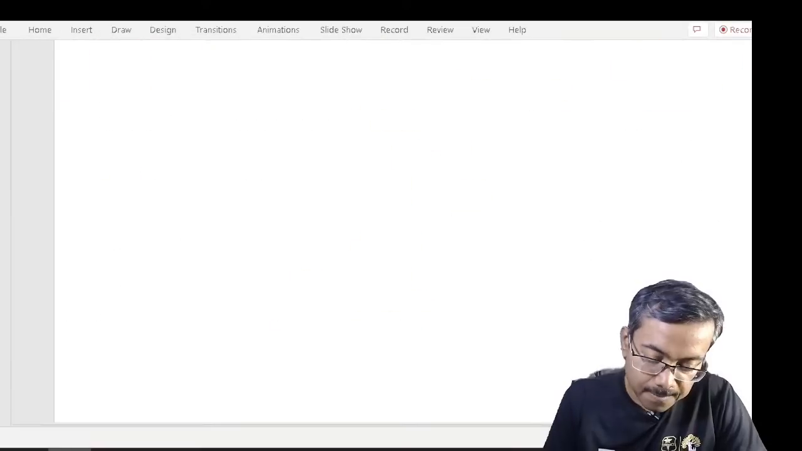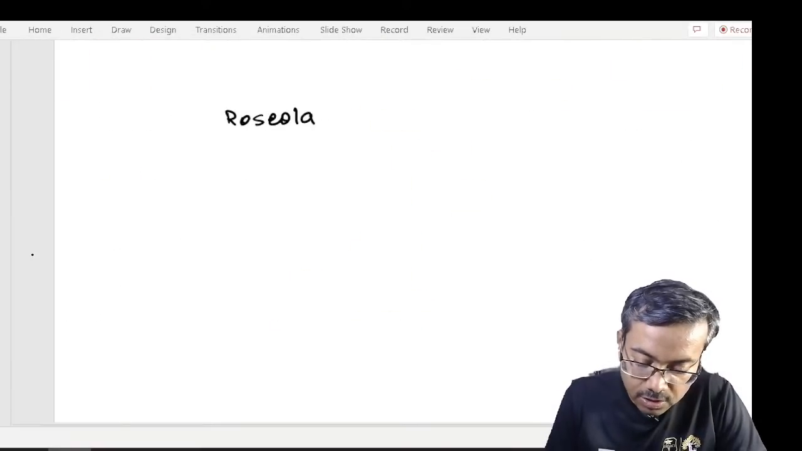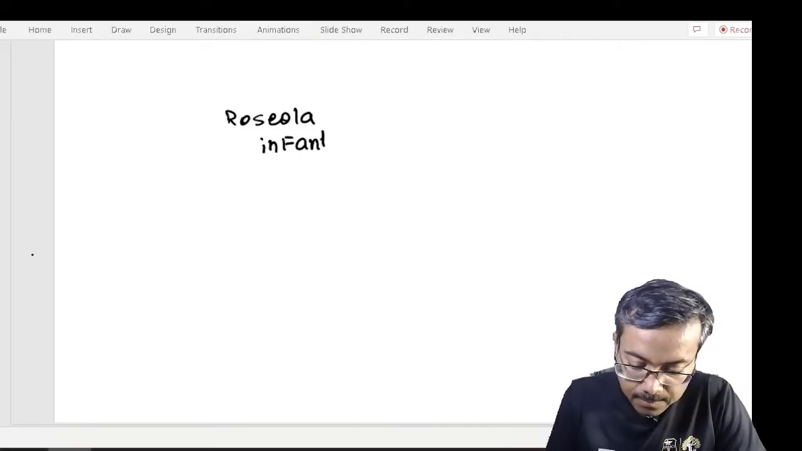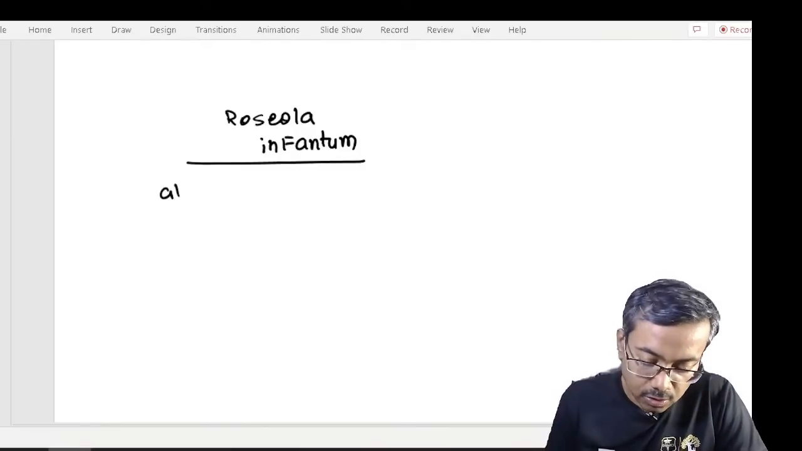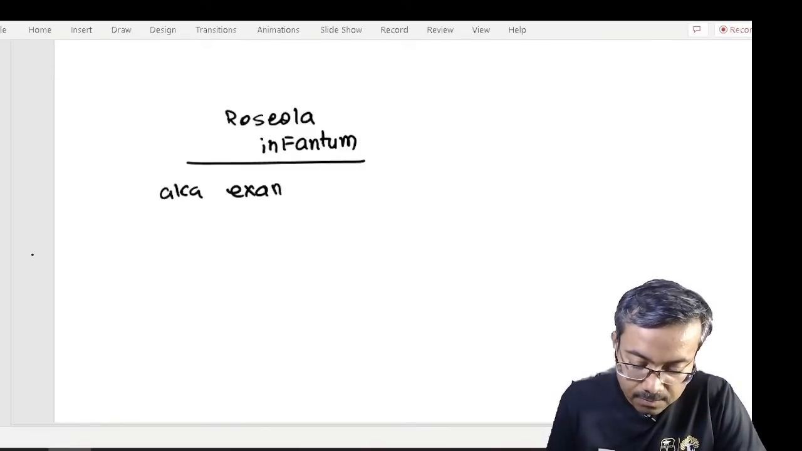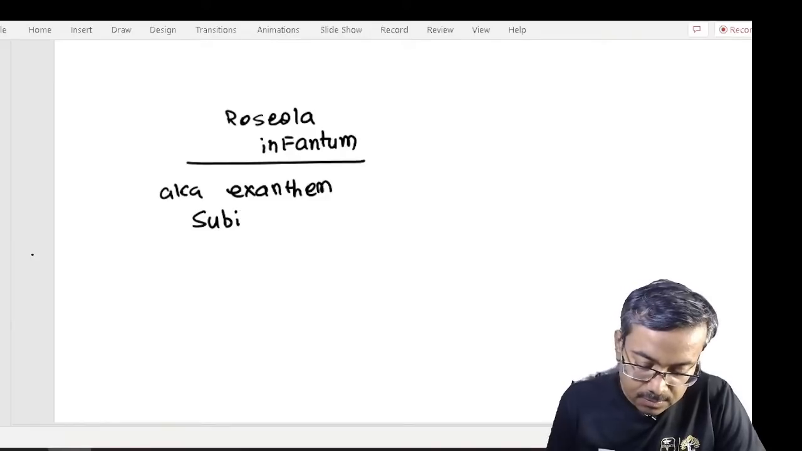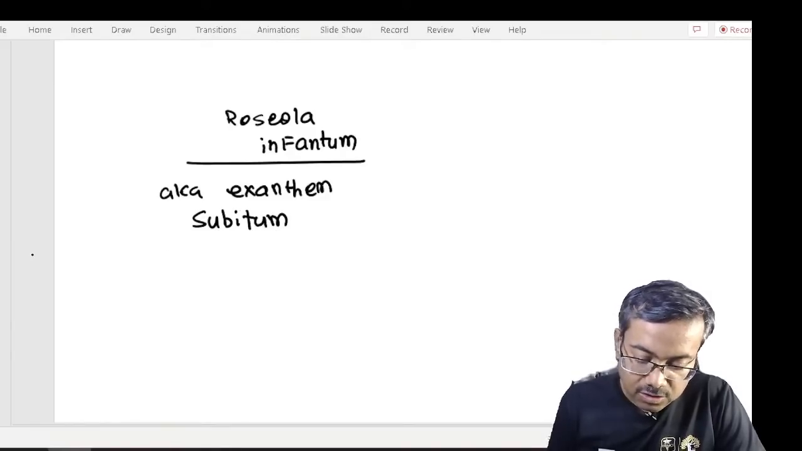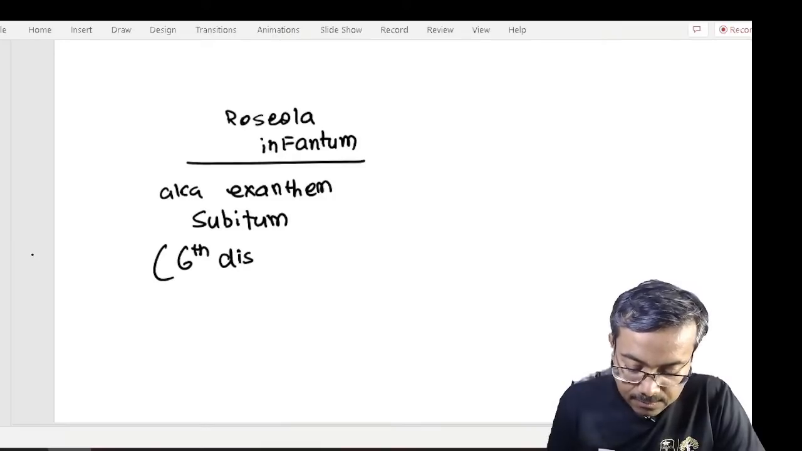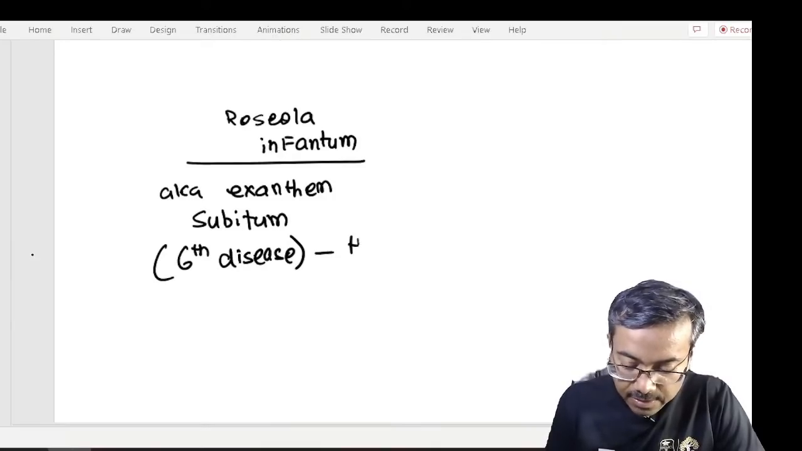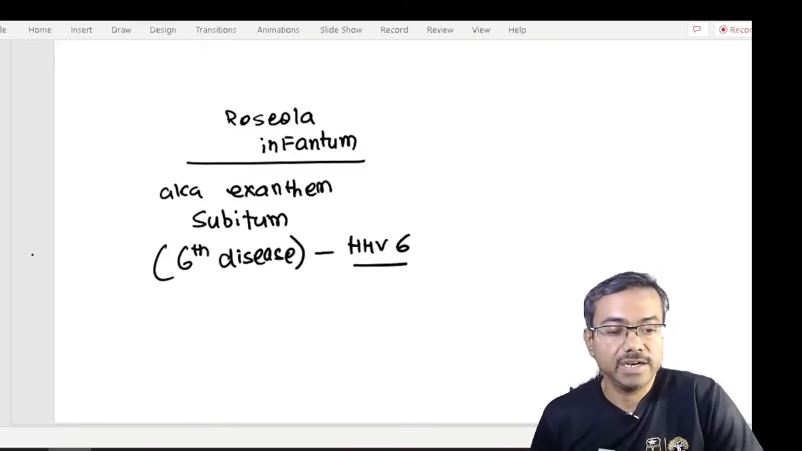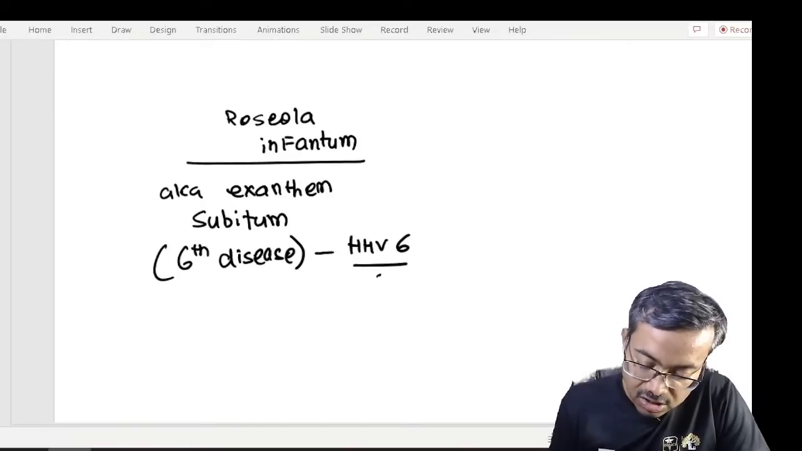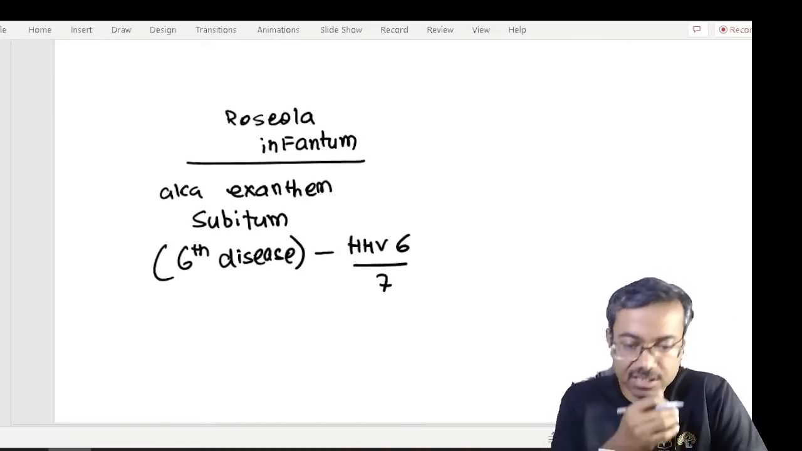Now, roseola, the full name of roseola is roseola infantum. Roseola infantum, okay? Also called exanthem subitum. It's also called the sixth disease. And the reason for that is it's caused by HHV type 6, human herpes virus type 6, okay? Now, it's also caused by HHV type 7, but mainly caused by HHV type 6.